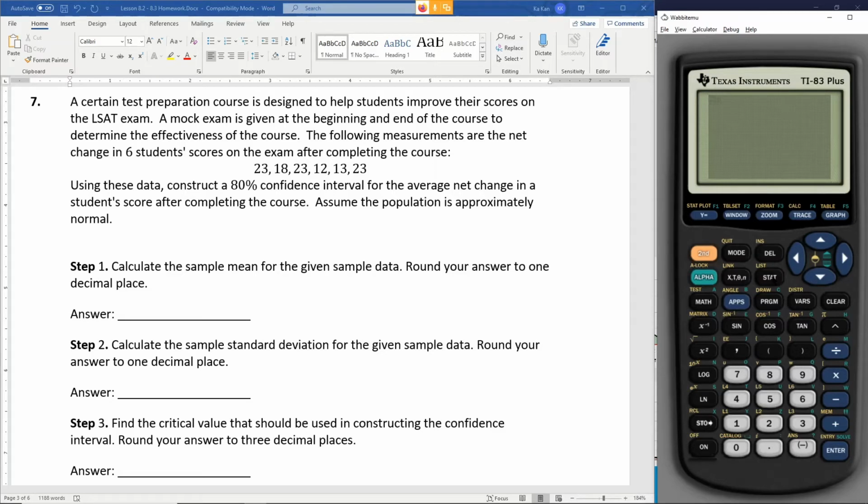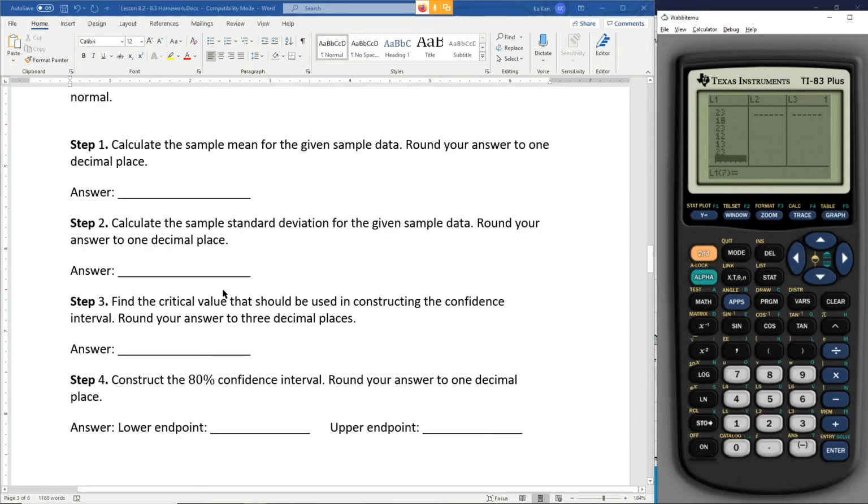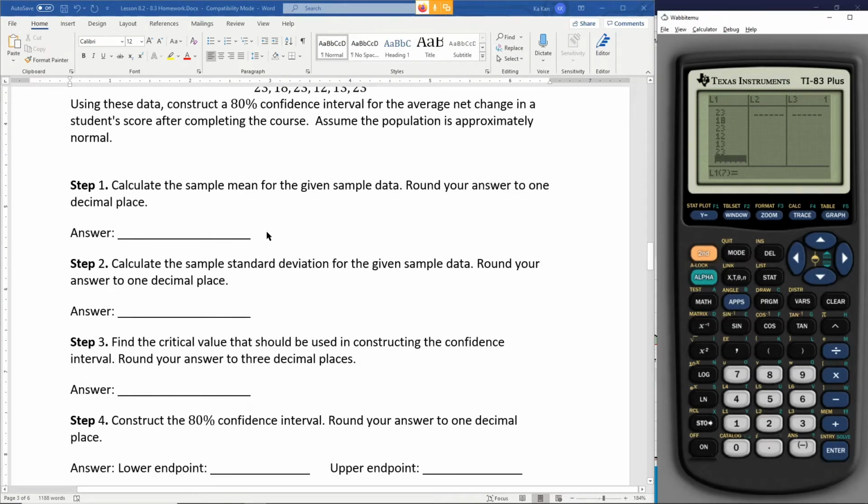So I'm gonna go to stat, edit, right? And I'm gonna go ahead and clear what I have, and go to L1 on the first column. I'll go ahead and type in all the information: 23, 18, 23, 12, 13, and 23. All right. So the first thing they would like you to do here is to find the sample mean, standard deviation. So let's do that first. Remember, the way to do it is hit stat, and then one variable stat, and then second L1, right? That gives me all the information that I needed.